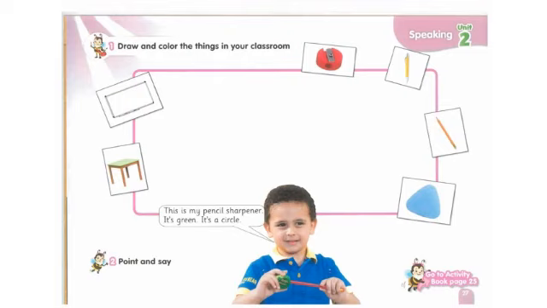The first exercise here says draw and color the things in your classroom. You're free to draw and color anything that you like. The second exercise here says point and say. This is a table, table, board, board, sharpener, sharpener, pen, pen, pencil, pencil, eraser, eraser.